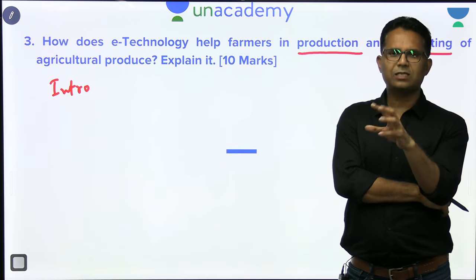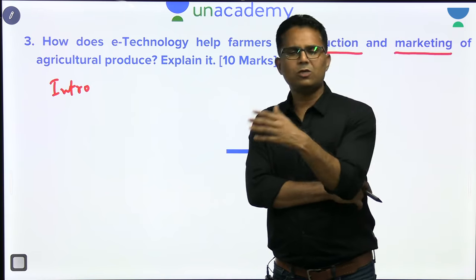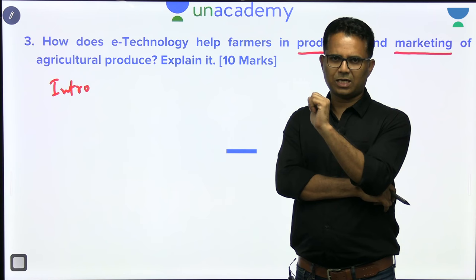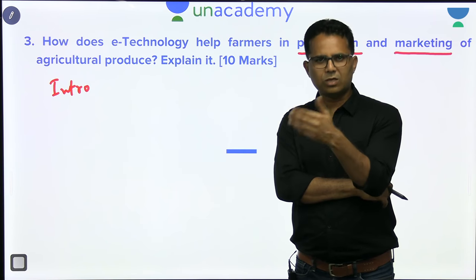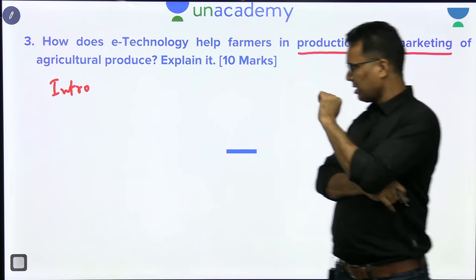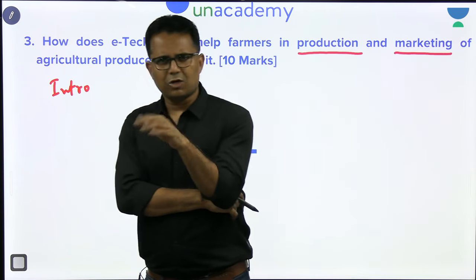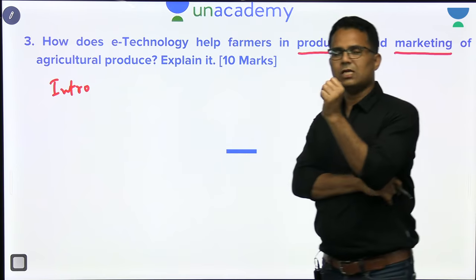Of course, if we can handle the pest attack on time, because manually you cannot visit the entire farm on a daily basis and know where exactly the pest attack has started. So if you can know it timely, you can prevent that pest attack. And excessive fertilizers or pesticides also hamper the yield and production.